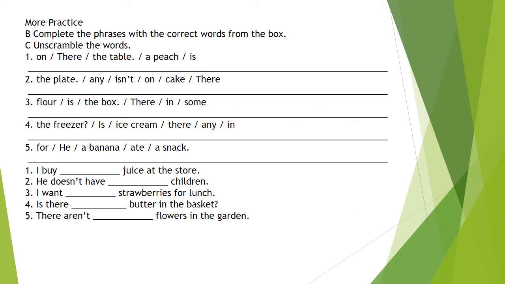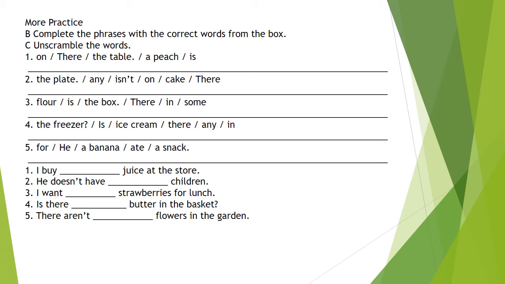Mark practice. Complete the phrases with the correct words from the box. See uncountable and scramble the words. We have words that are shown disordered في وضع غير مرتب, so we organize them. نرتبها. So we have on, there, the table, a peach, is. It will be there is a peach. There is a peach on the table. هنالك خوخة على الطاولة.